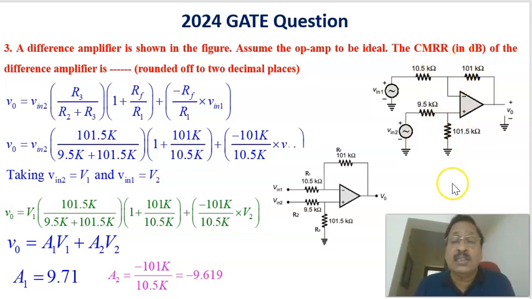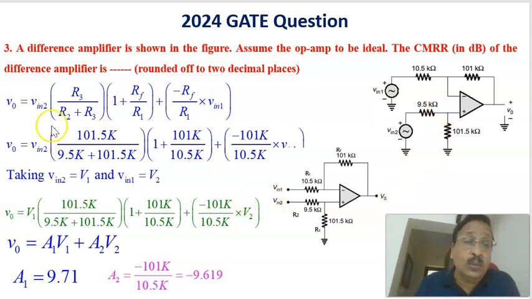Common mode rejection ratio is equal to the differential gain divided by the common mode gain. In dB, it is equal to 20 log AD by AC. We will see one by one. Here, this is the circuit redrawn like here. It is the same thing. I'm marking this resistance as R1. This is RF, this is R2, and this is R3. I have drawn it like this just for analysis purposes.